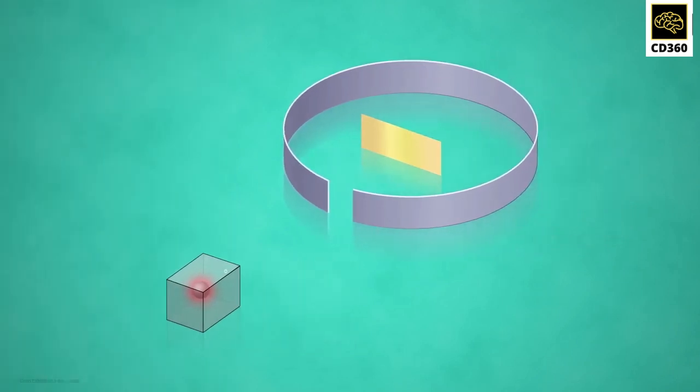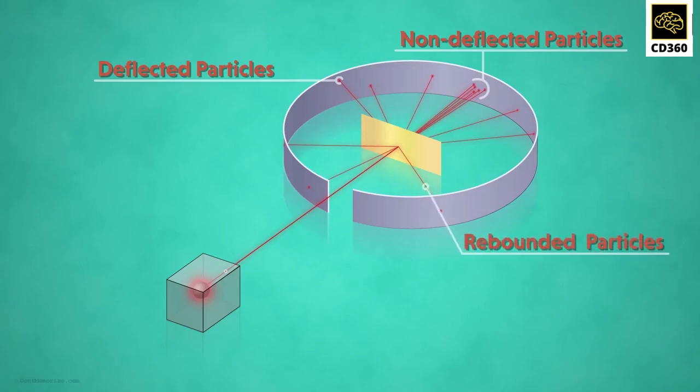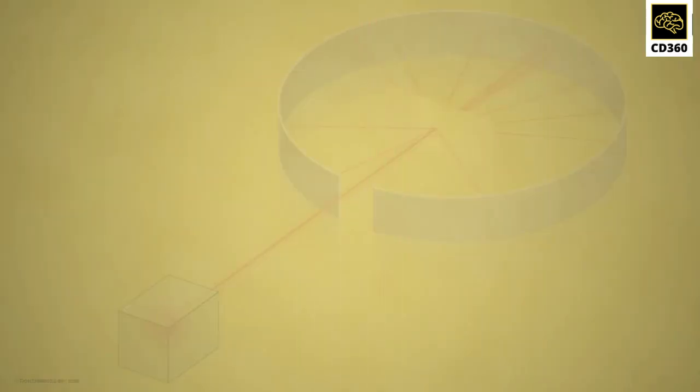What results did he get? He found that most of the fast-moving alpha particles passed straight through the foil and hit the detector. However, some particles got deflected by small angles. And lastly, to his astonishment, few alpha particles also rebounded. Now, how can this be possible?